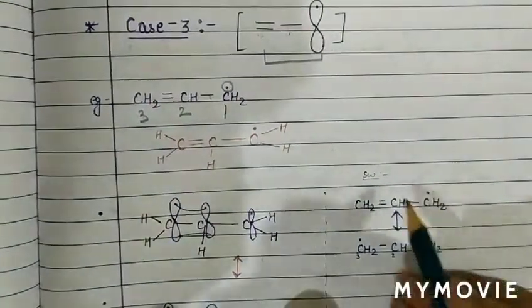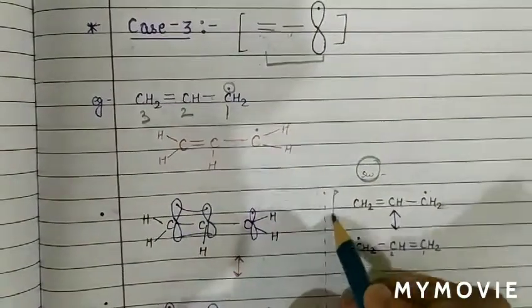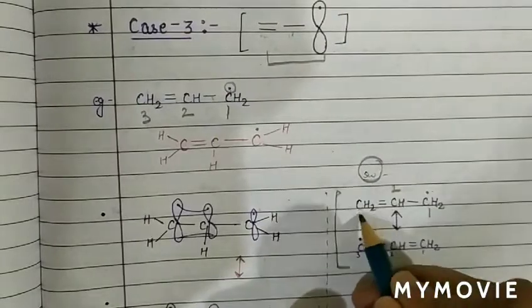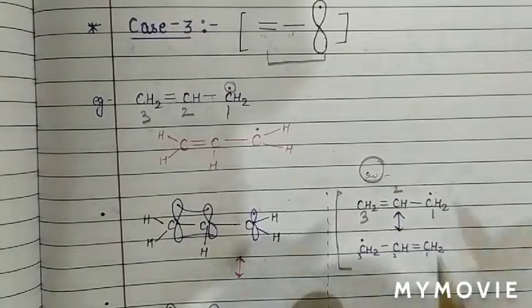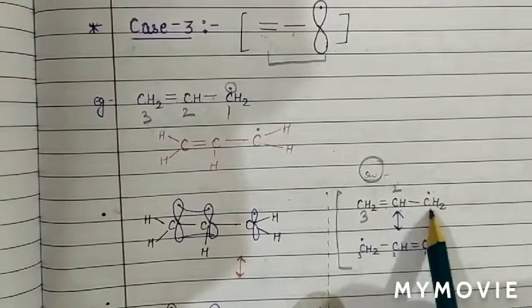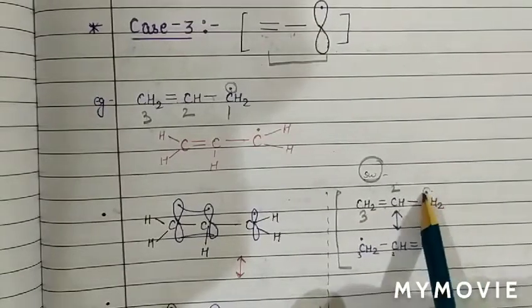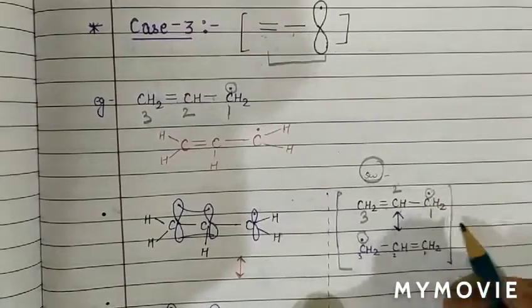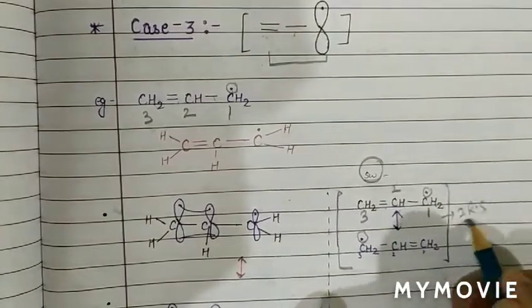So we can see the shortcut of the resonating structure. We can see numbering 1, 2 and 3. The pi bond between 2 and 3 will shift in between 1 and 2, and the free radical from the first carbon will shift to the third carbon. So these two structures are the resonating structures.